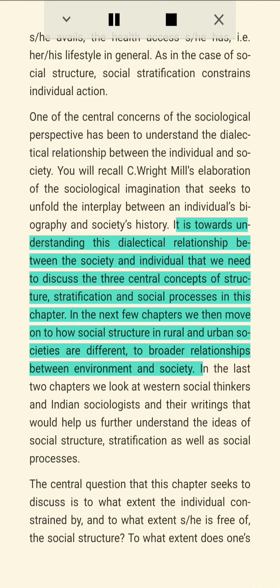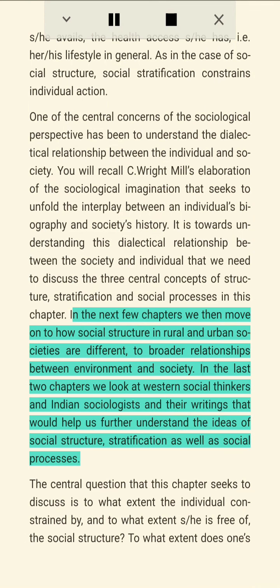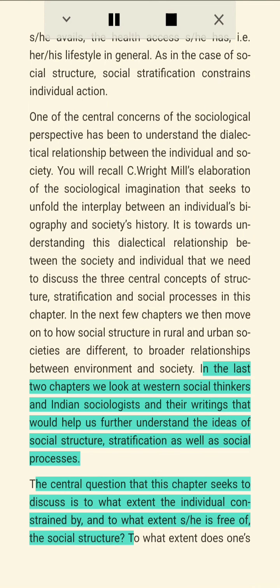In the next few chapters we then move on to how social structure in rural and urban societies are different, to broader relationships between environment and society. In the last two chapters we look at Western social thinkers and Indian sociologists and their writings that would help us further understand the ideas of social structure, stratification as well as social processes.